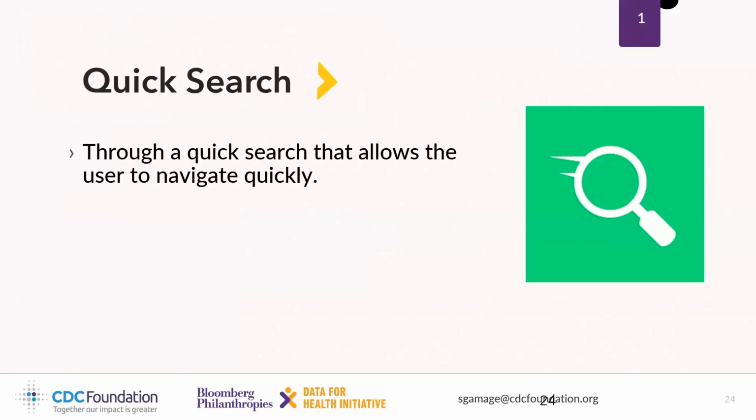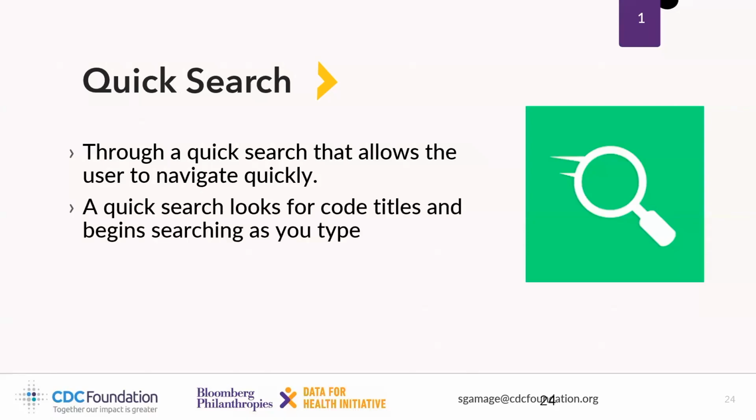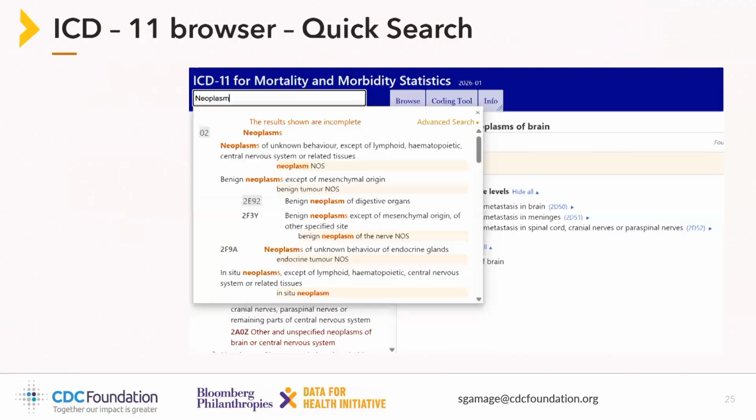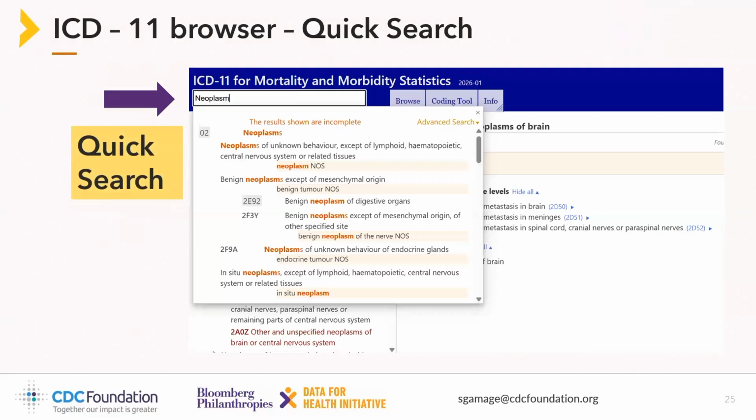Quick search. Through a quick search that allows the user to navigate quickly. A quick search looks for code titles and begins searching as you type. This is how you will use quick search. If you want to search neoplasms, you can just type neoplasms in the search window, and quick search will help you to see what is there in chapter 2, neoplasms.